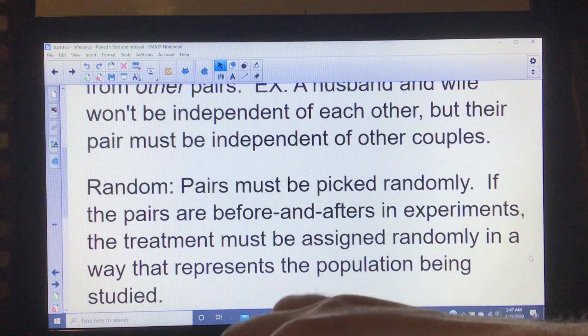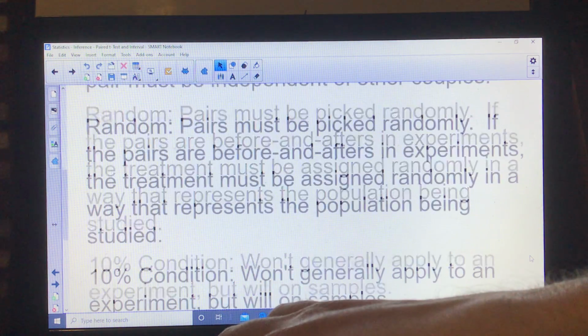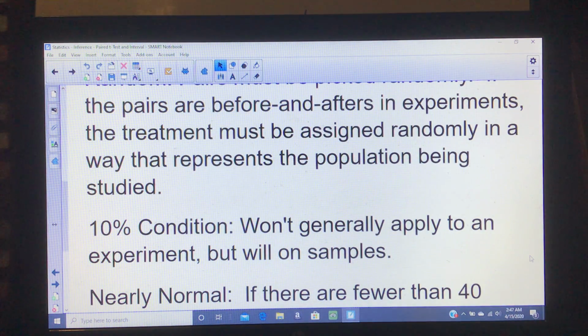And then there's the classic other ones. Random. We always need randomness. Basically, the pairs must be picked randomly. If the pairs are befores and afters in experiments, we must make sure that the treatments are assigned randomly in a way that's representative of the population that's being studied. So randomness is still necessary within the pairs. Once again, the 10% condition, they usually don't talk about this a lot in these procedures. It doesn't apply to experiments because experiments are self-contained. But if you're doing samples where you're trying to represent the population, you want to make sure your samples are not too big.